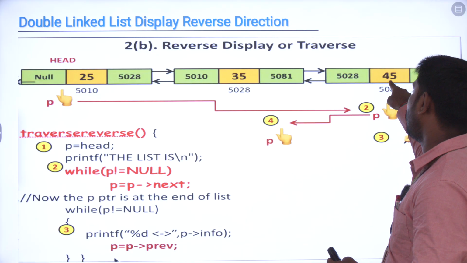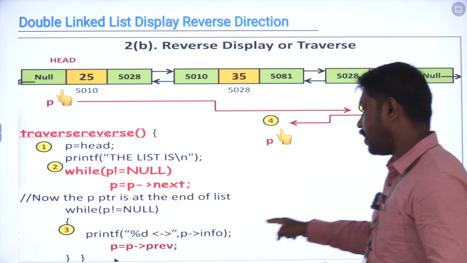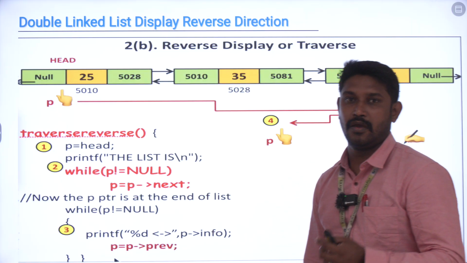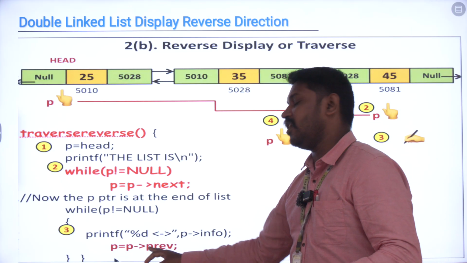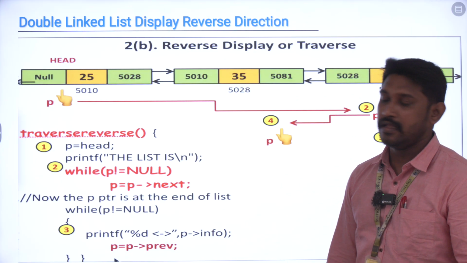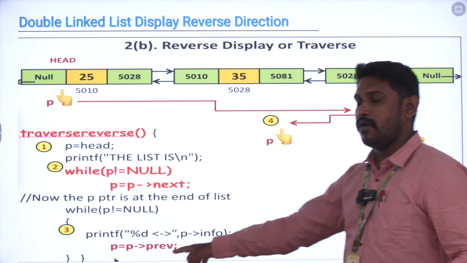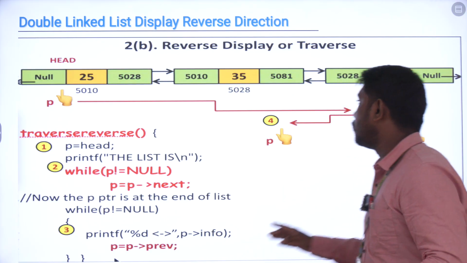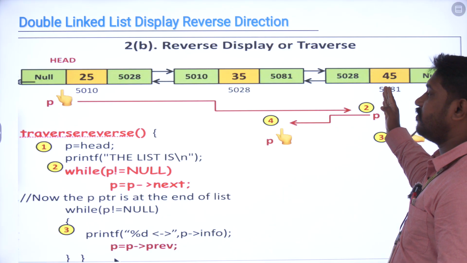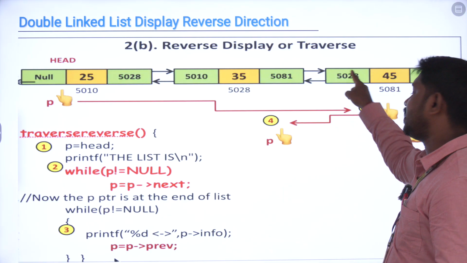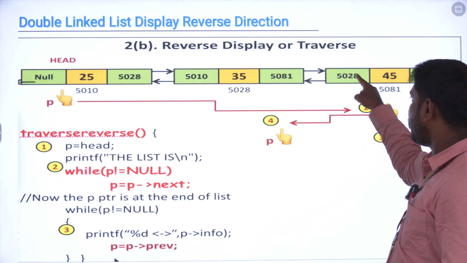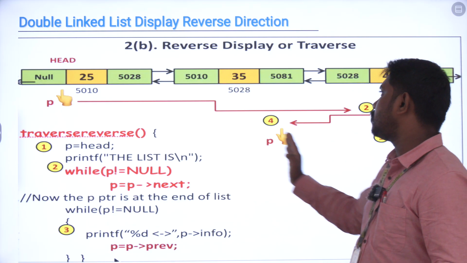So P of information, 45, will be printed. Here in the backward direction, the only difference is P is equal to P of previous, whereas in the forward direction, P is equal to P of next. So P is equal to P of previous means the pointer will be moved here with the help of this previous address.